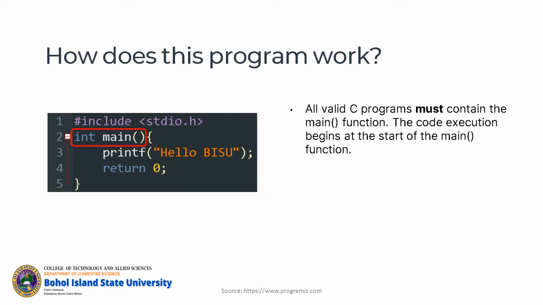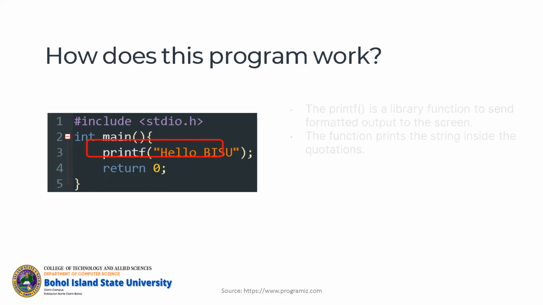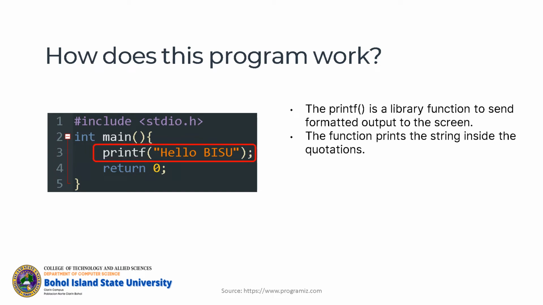So how does the program work? All valid C programs must contain the main function. The code execution begins in the main function. The printf is the library function to send formatted output to the screen. This prints the string inside the quotation.